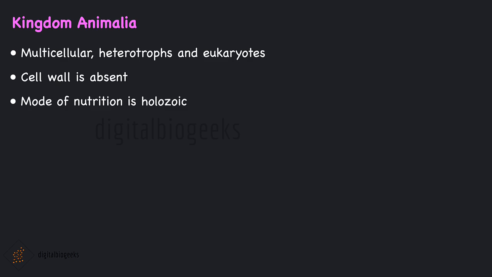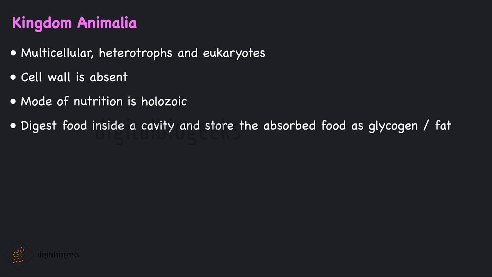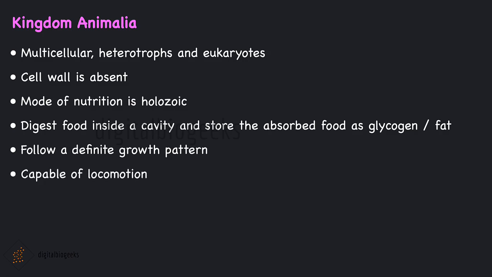They digest their food in a cavity inside the body, mainly the stomach, and store the absorbed food as glycogen or fat. They follow a definite growth pattern, like from child to adult, as in the case of humans. When they reach adulthood, they will reach a definite shape and size. They are capable of locomotion and they reproduce sexually.